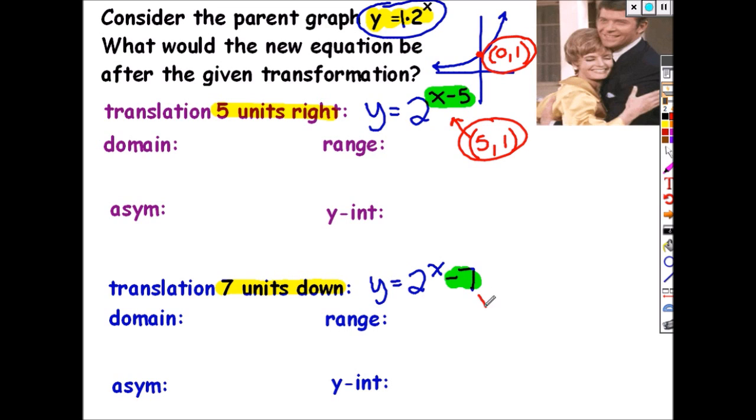And then here, let's see. Now if I plug in 0, 2 to the 0 is 1. 1 minus 7 is -6. So from my parent graph here, that point's moved 7 down. So that's one way to think of what's going on.